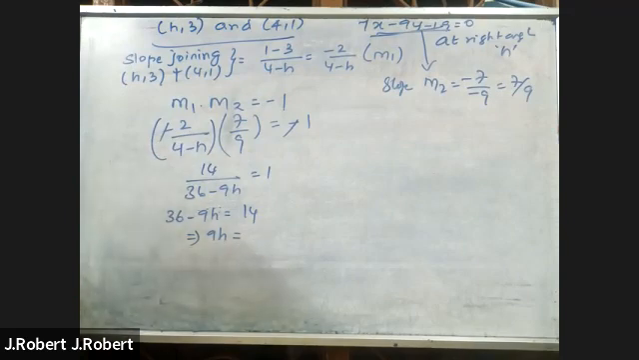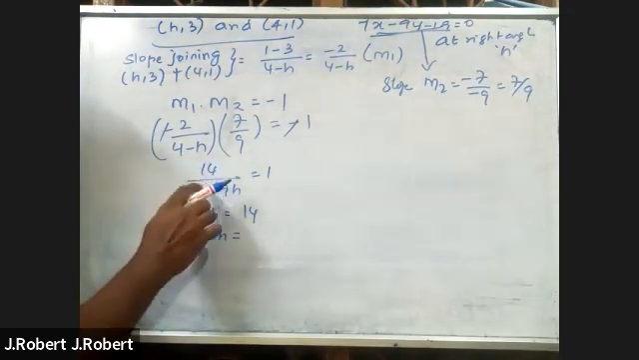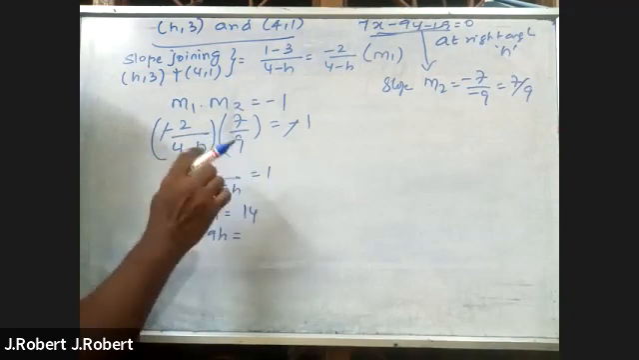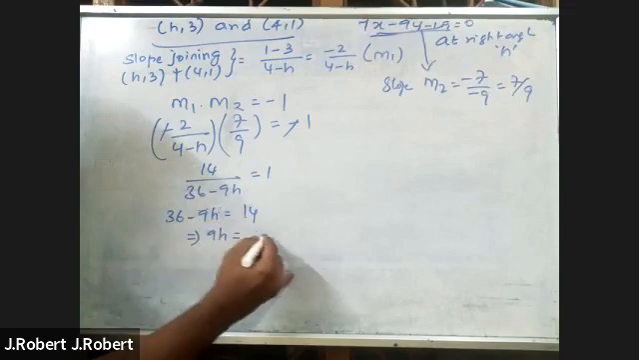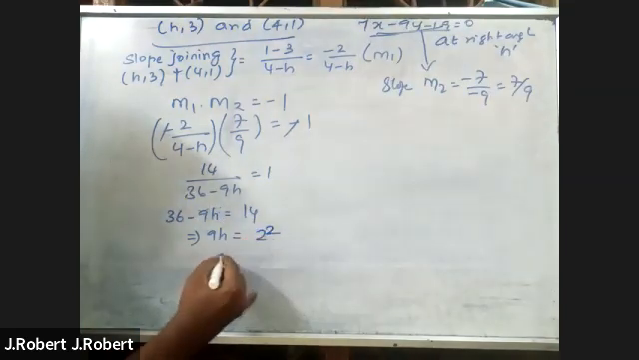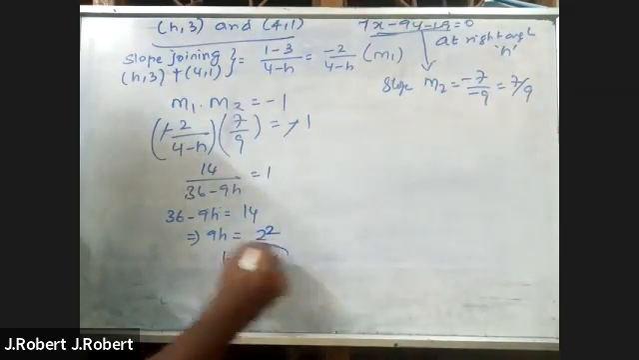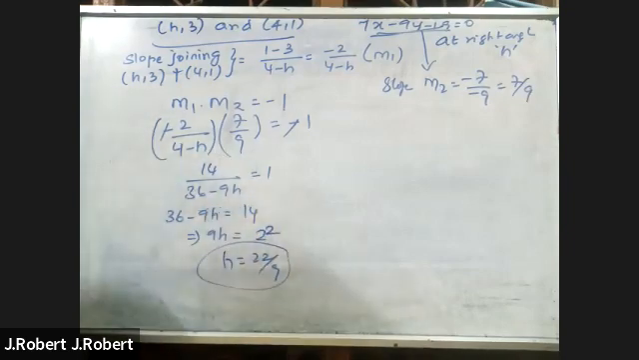36 minus 14, so 36 minus 9h equals 9h. 36 minus 14 will give you 22. Therefore, h is equal to 22 by 9. Please take down. Every problem is 2 marks, 3 marks.